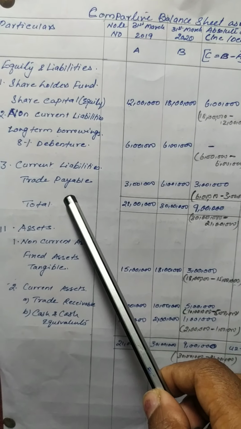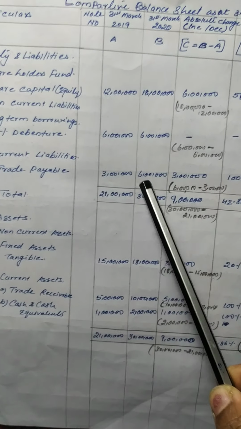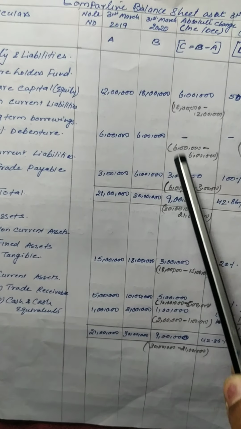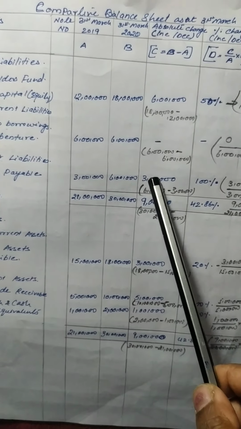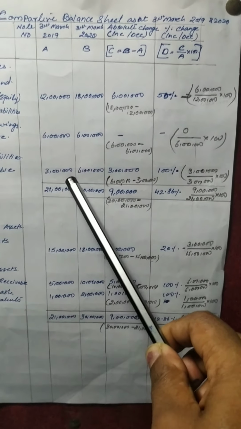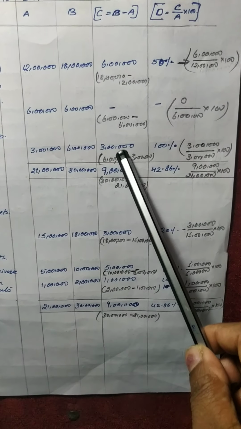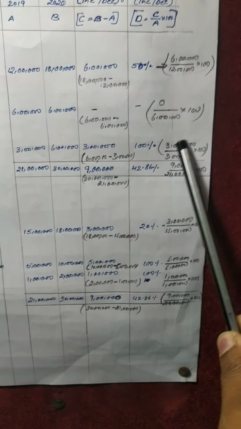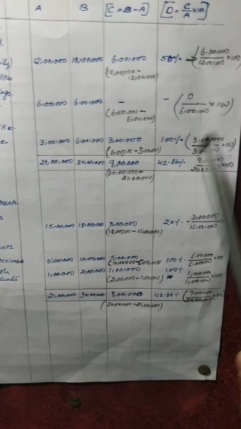Then third item which is given is trade payable. Previous year 3 lakh, now it is 6 lakh. Okay, so what changes we had seen here? 3 lakh. B minus A. Now percentage change. D is equal to C upon A into 100. You have to remember the formula. D is equal to C by A into 100, base year. C is also 3 lakh here and A is also 3 lakh. 3 lakh upon 3 lakh is 100%. Okay, 3 lakh upon 3 lakh into 100, you got the answer here, 100%.